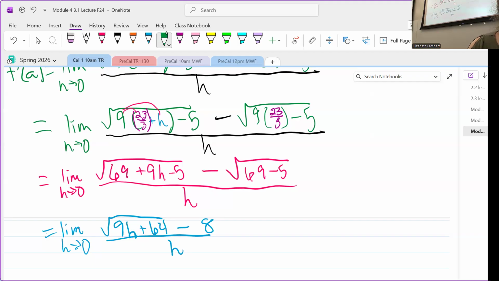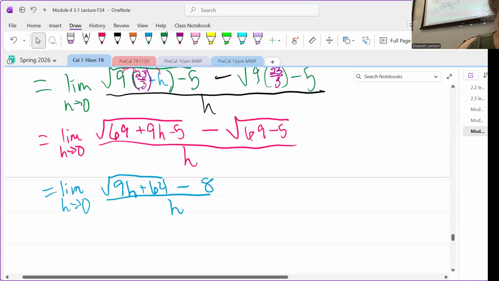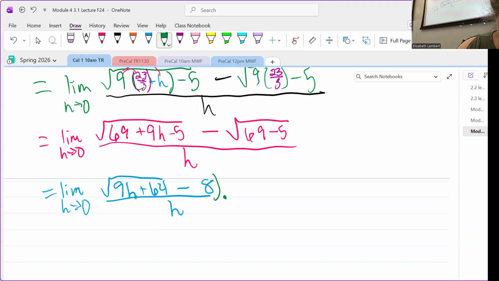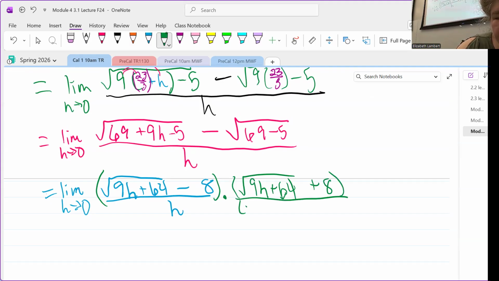So whenever we have square roots inside a limit and we're getting an indeterminate form, then what we need to do is multiply by the conjugate. That's how we deal with these square roots being a problem, especially when it's minus a number or plus a number. It's usually minus though. So my conjugate is the square root of 9h plus 64, but then it'll be plus 8. So we're going to multiply by that on the top and the bottom.